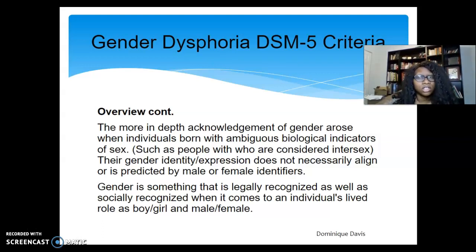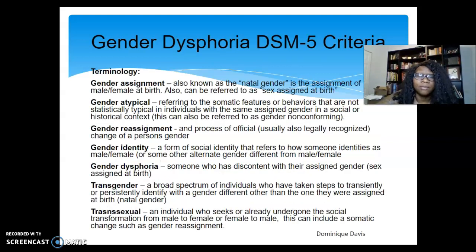Gender is also a construct that is not only socially recognized but legally recognized, especially when it comes to how someone chooses to live their lives, either as boy, girl, man, woman, male, female. This is just some general terminology to help keep up with the terminology associated with gender dysphoria.